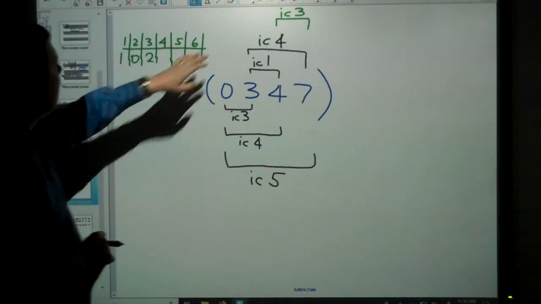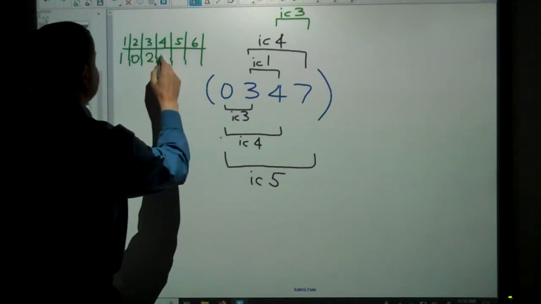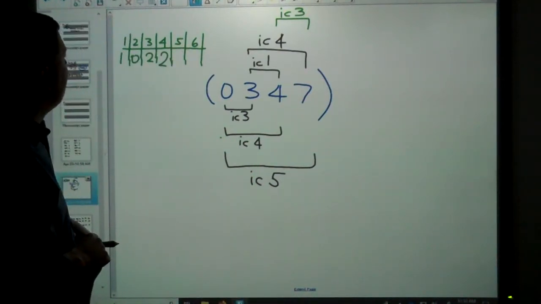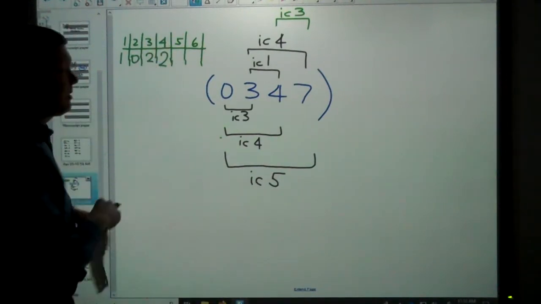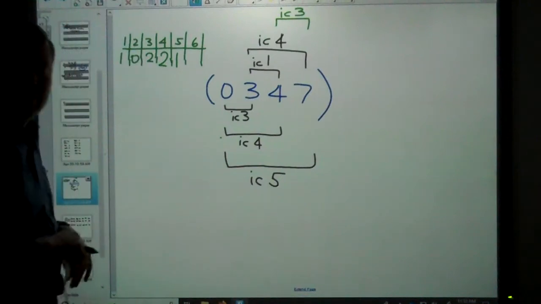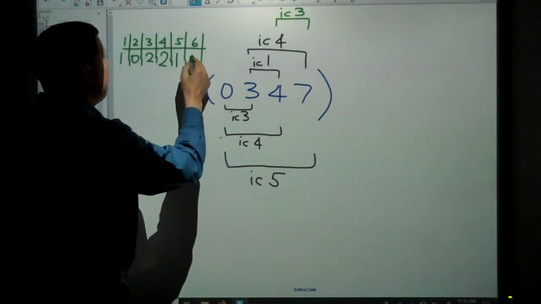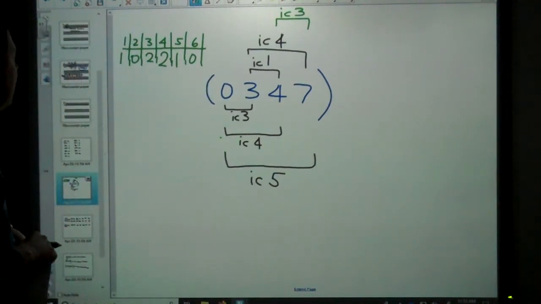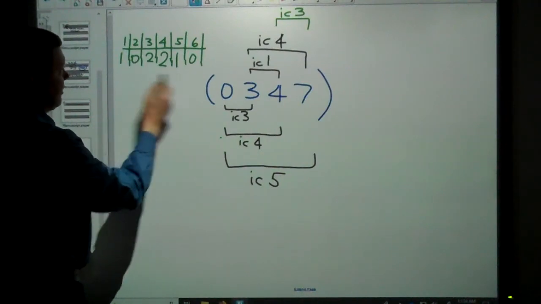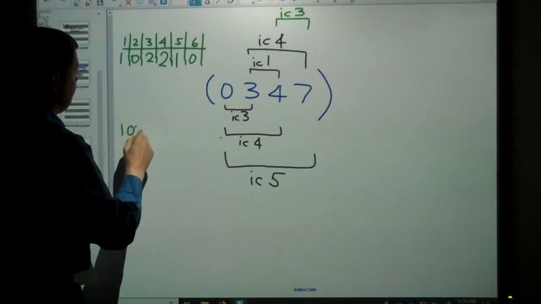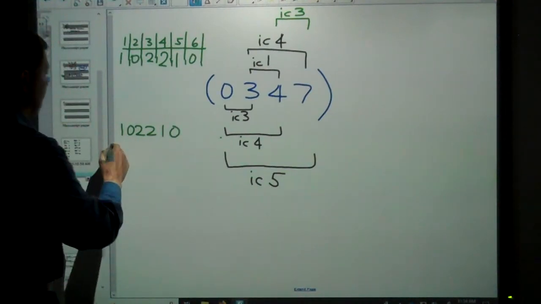Interval class 4, I also have 2 instances, 1 here and 1 here. Interval class 5, looks like I just have the 1 instance, so I put a 1 there. In interval class 6, I did not find any instances of that interval class, so I'll put 0 there. Thus, the final answer for the interval vector is this 6-digit number: 1, 0, 2, 2, 1, 0. This is my interval vector.